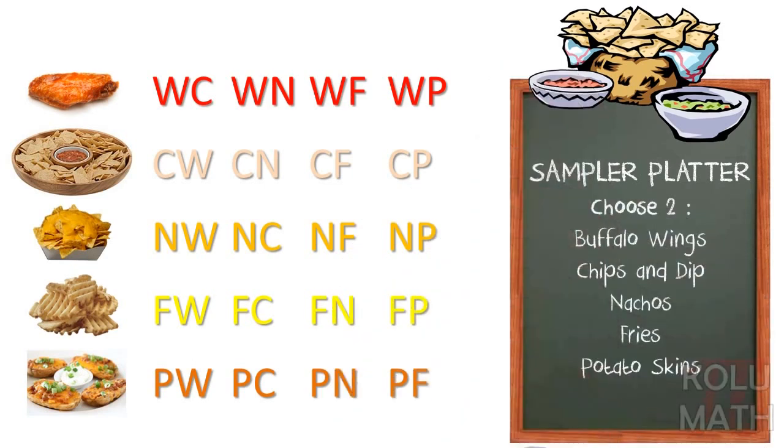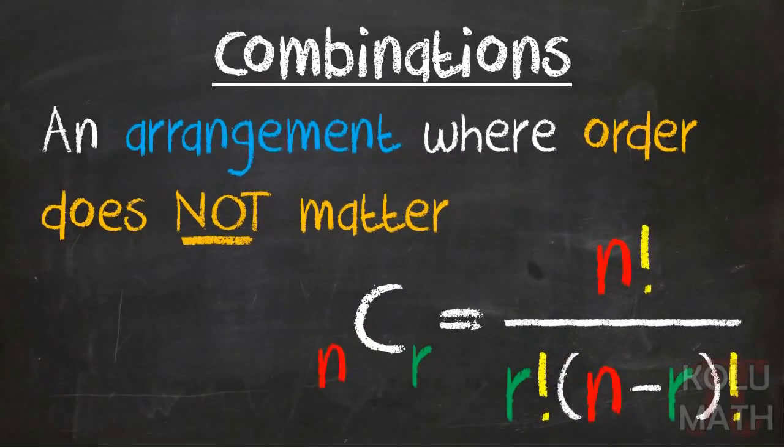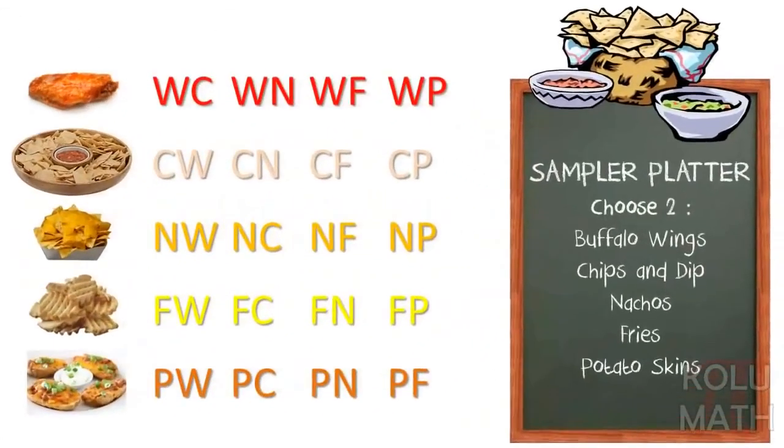Yeah, Joe, actually you're right. Because with combinations, those arrangements, the order does not matter. It doesn't matter which I order first or which goes first on the plate. I'm going to have the same meal. So we can actually go through there and remove the duplicates. If we look at the first item, wings and chips and dip, let's see if that item comes up again. And sure enough, it does right below.